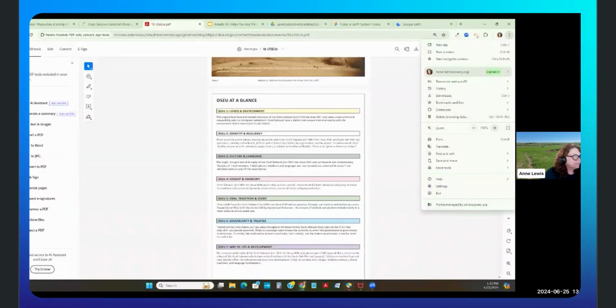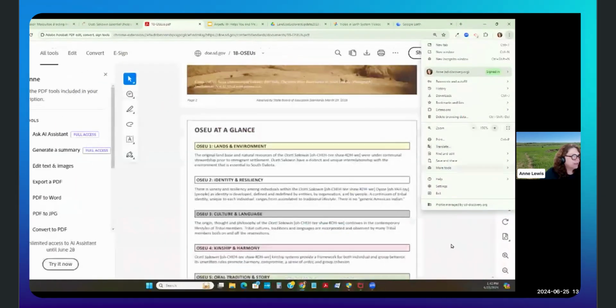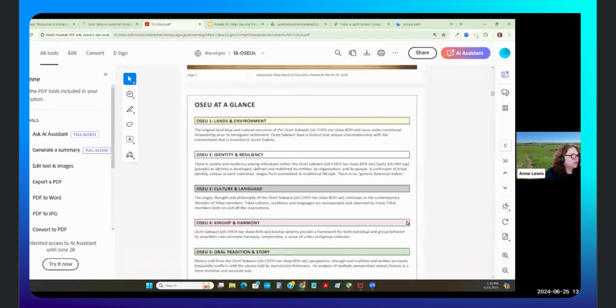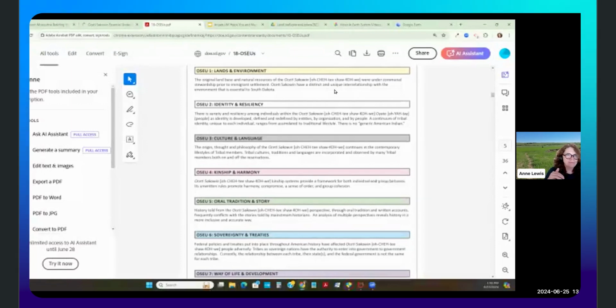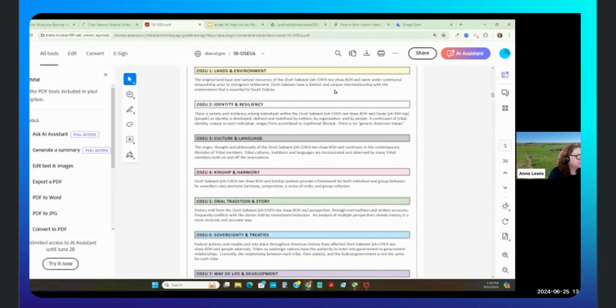Okay. So the OSCUs are, the first one is about lands and environment. What the people of the Oceti Sakowin feel is important to be taught about lands and the environment. And there's specifically talk about communal stewardship and a distinct and unique interrelationship with the environment.